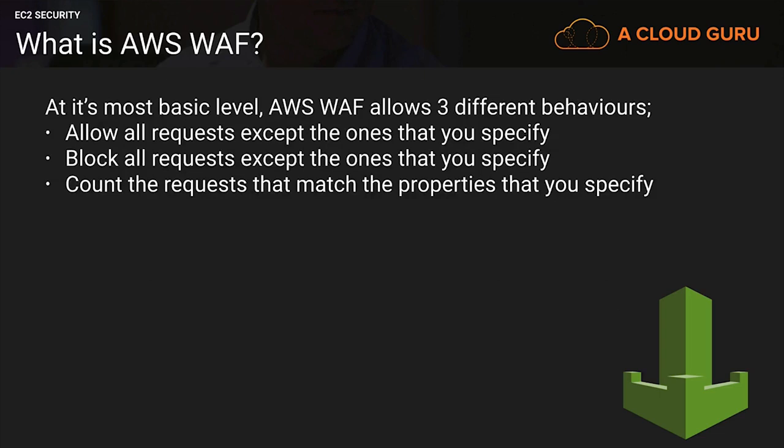At its most basic level, WAF allows 3 different behaviors. We're going to allow all requests except the ones that you specify. We're going to block all requests except the ones that we specify. Or maybe we don't quite know what's happening and we're getting a whole bunch of new web requests and we don't know if we want to allow or block them. We just want to stay neutral, but we want to monitor it. In that case, we would count the requests that match the properties that we specify. So it's basically allow everything, block everything, or I'm not so sure, let's just count how many requests are coming in. I'll make up my mind later as to whether these are good things or bad things.